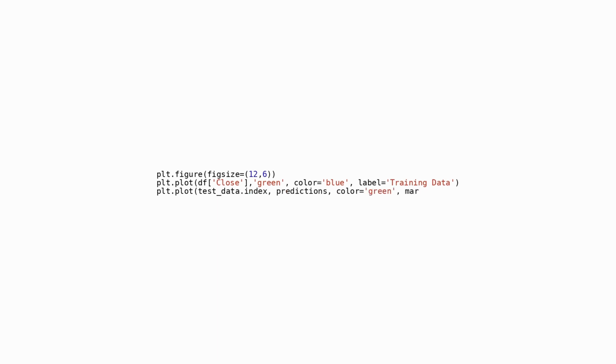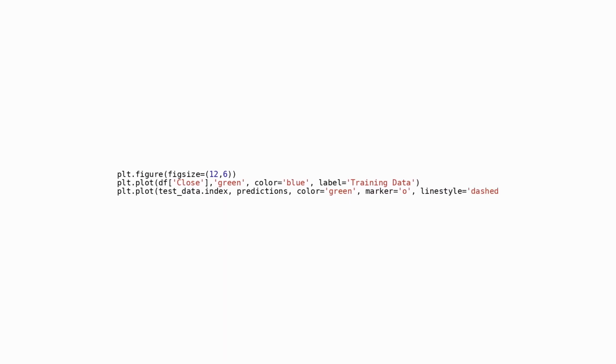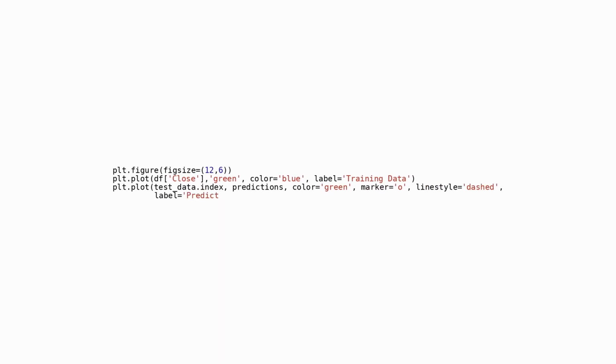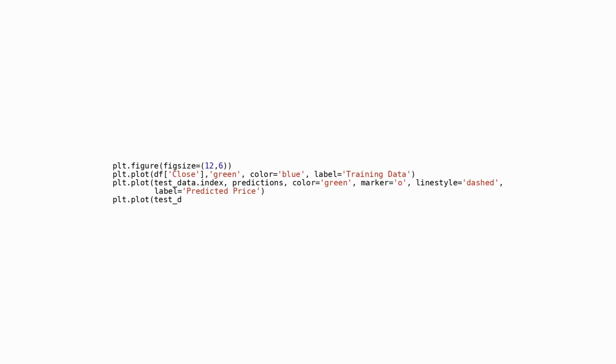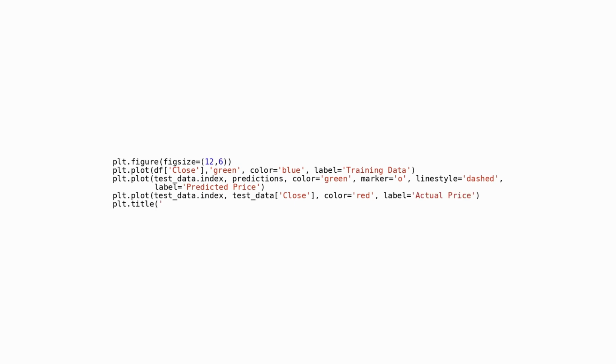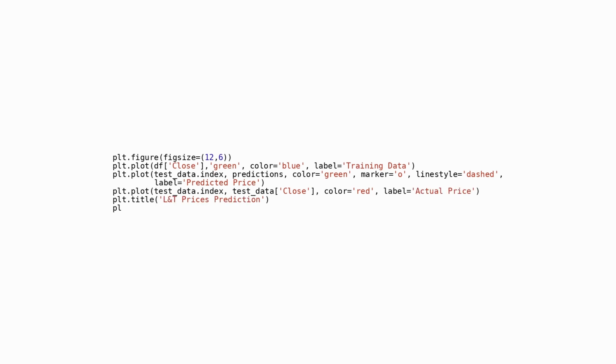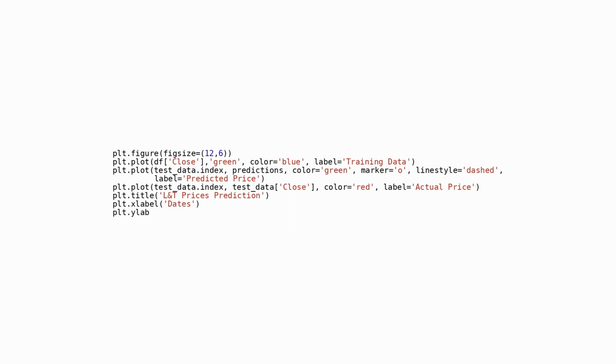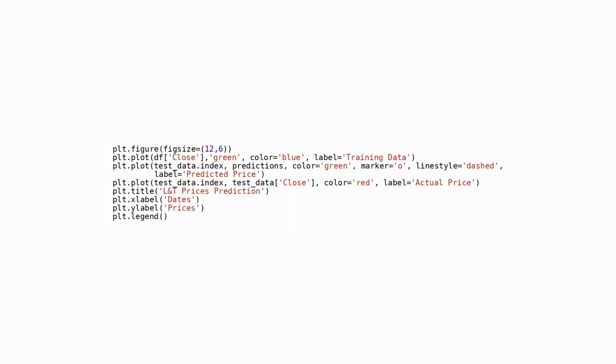This code creates a plot to compare predicted stock prices with actual stock prices. It utilizes a visualization library like Matplotlib to generate a figure of specified size, showing historical close prices as training data, predicted prices on test data with markers and dashed lines, and actual prices on test data for comparison. The plot is titled Prices Prediction, with the x-axis labeled as dates, the y-axis labeled as prices, and a legend added to differentiate between training data, predicted prices, and actual prices.